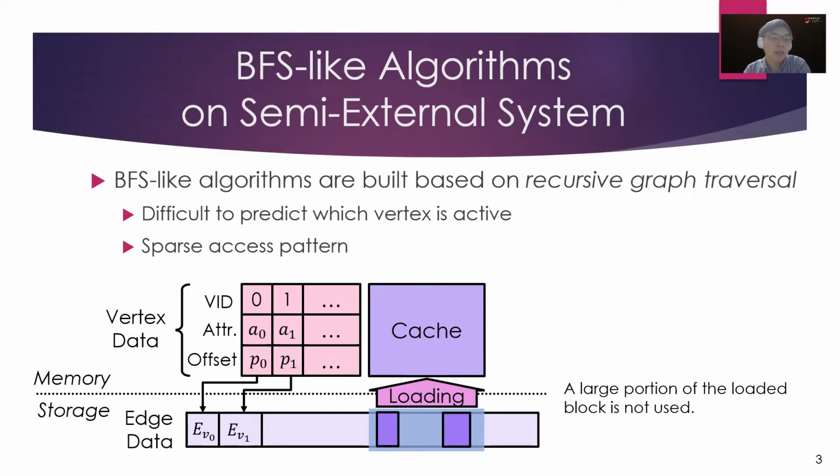Because we can only access the storage device at the granularity of blocks or pages, and BFS-like algorithms have a sparse access pattern, we can observe in this example that a large portion of the loaded page will not be used by the graph algorithm, which wastes a lot of IOs.